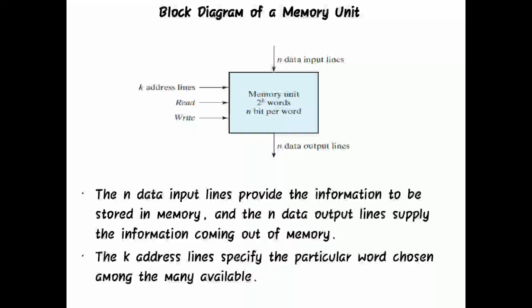Coming to the first point, the n data input lines provide the information to be stored. For a memory unit, we have an input: data is stored into the memory unit, that is, writing of data. That is the n data input lines. Then what are the n data output lines? The process of taking the binary data, data in terms of words, out of the memory unit is the n data output lines. It is nothing but reading.